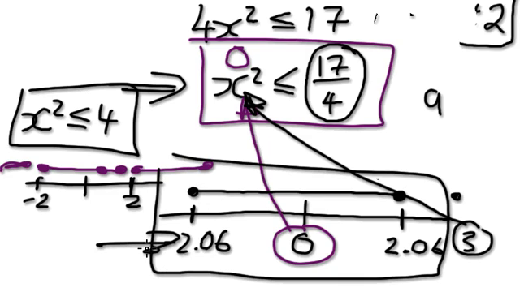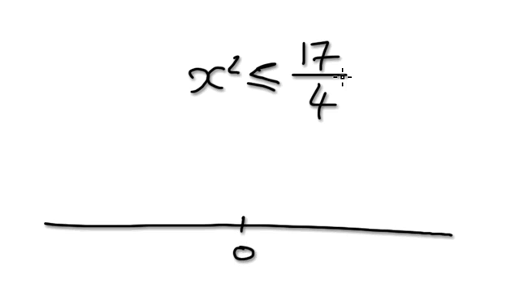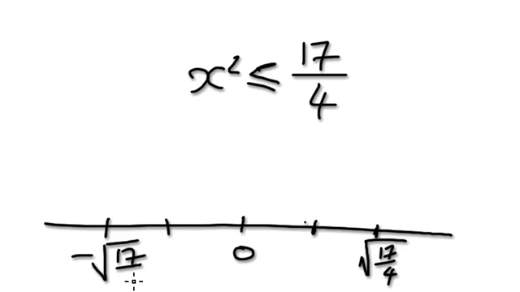But rather than turning this into a decimal, I would have done it like this. You're up to this stage here: x squared less than or equal to 17 over 4. Maybe you can get a calculator and work out the square root of this. Earlier it gave us 2.06, so you know that number is near the 2 region. So just do it like this: root 17 over 4, and the other one is minus root 17 over 4.